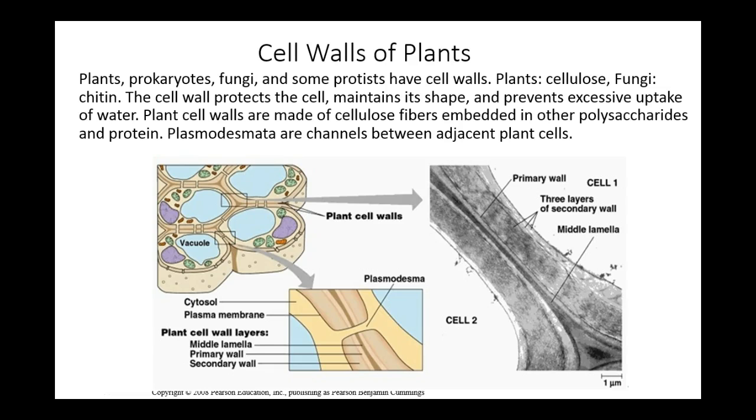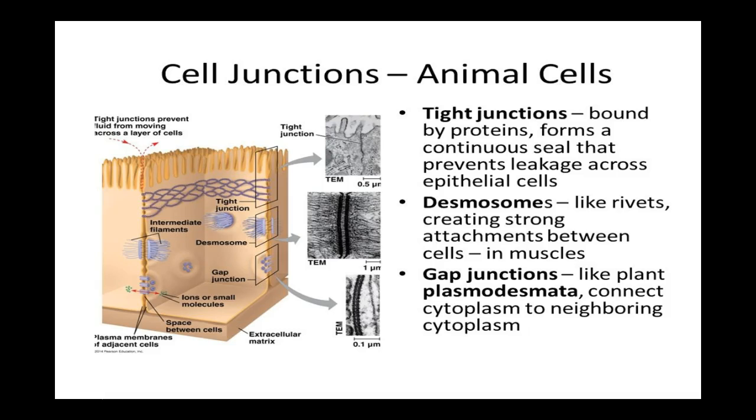And you have an image of the primary wall here on the right, and then the three layers of the secondary cell wall, as well as the middle lamella, which is kind of a channel, you might say, with these sticky polysaccharides that allows for a passageway from cell to cell in the individual plant. Those passage channels are called plasmodesmata.